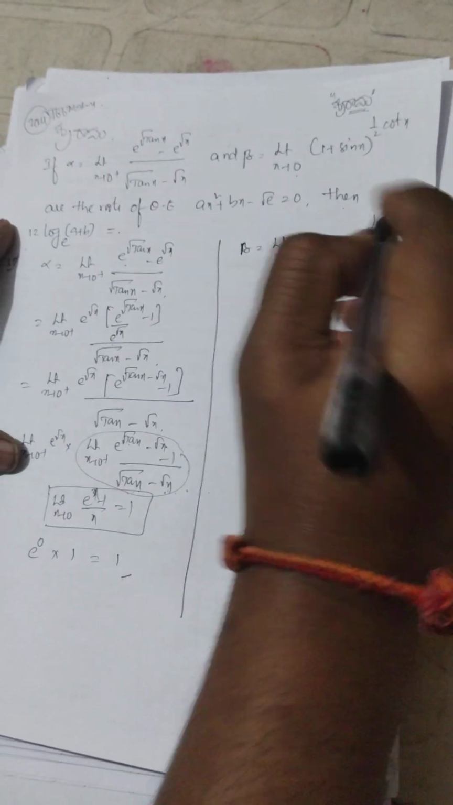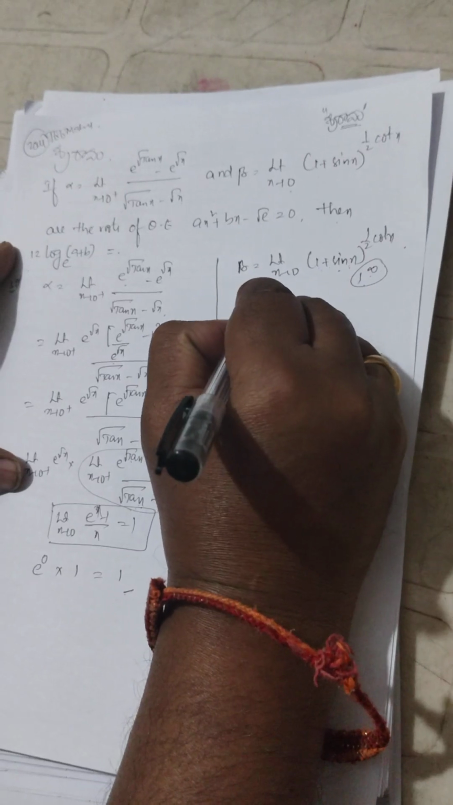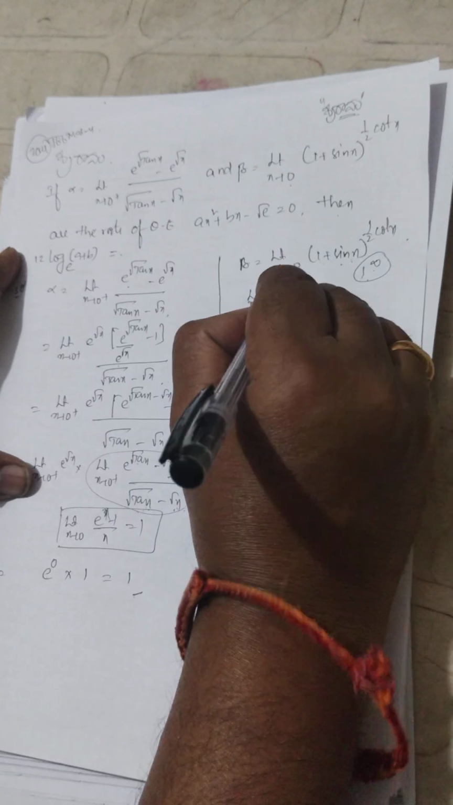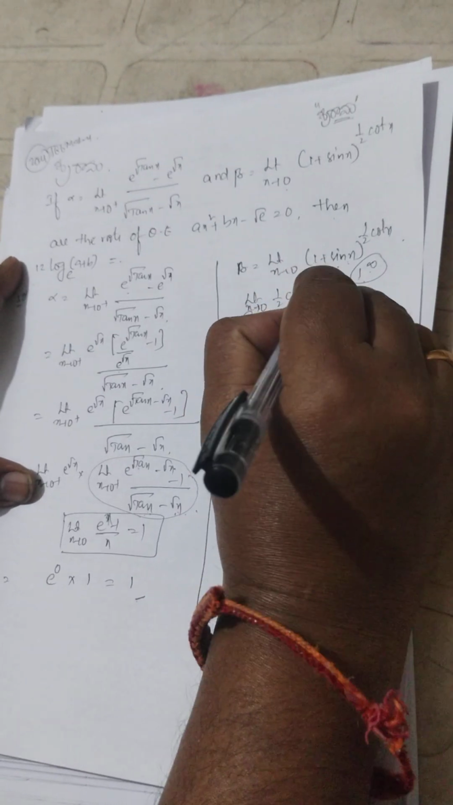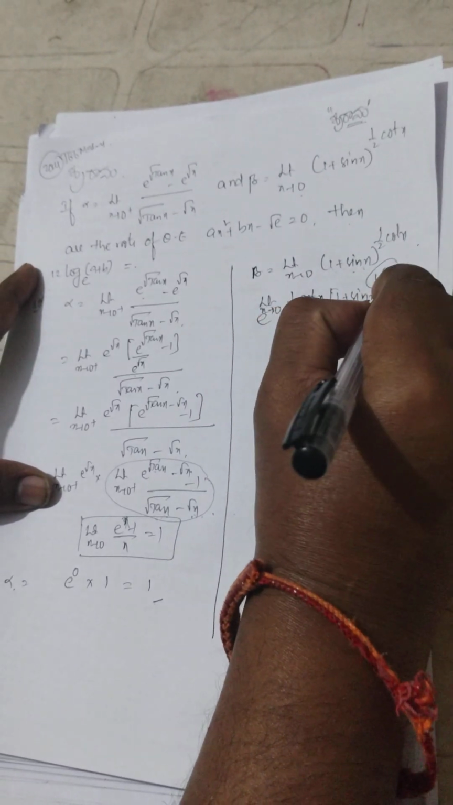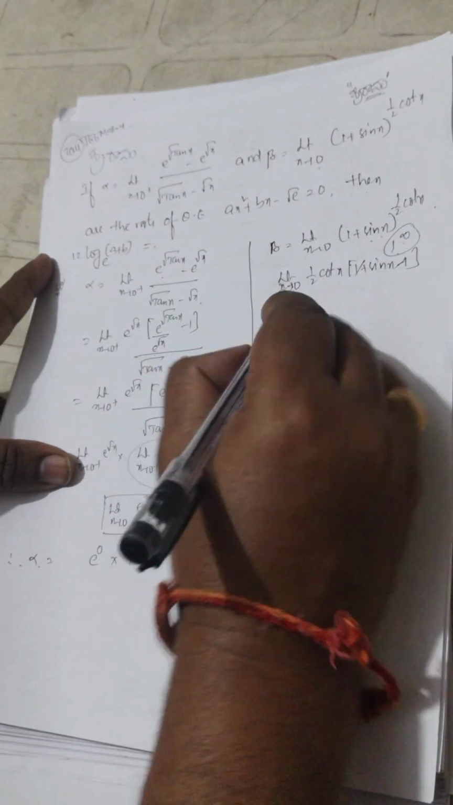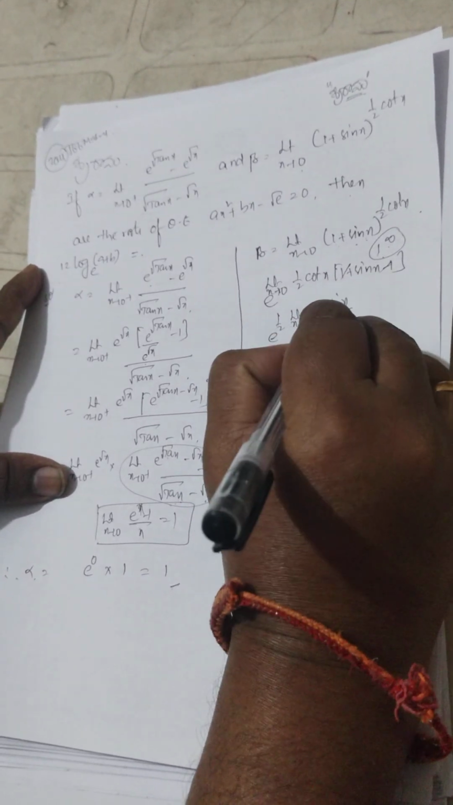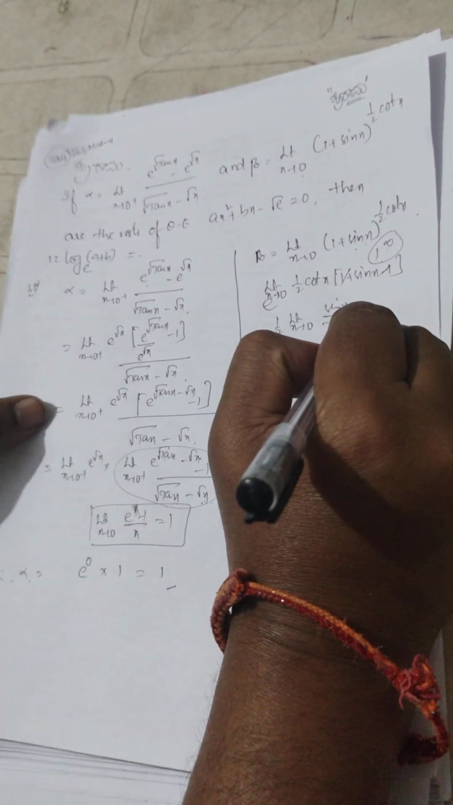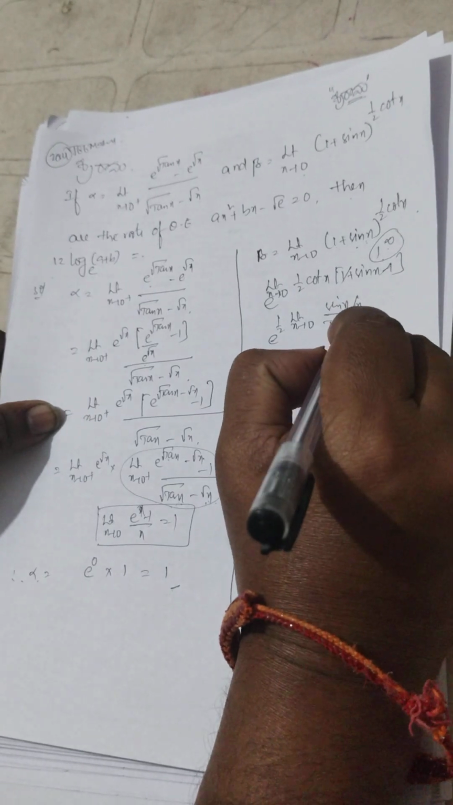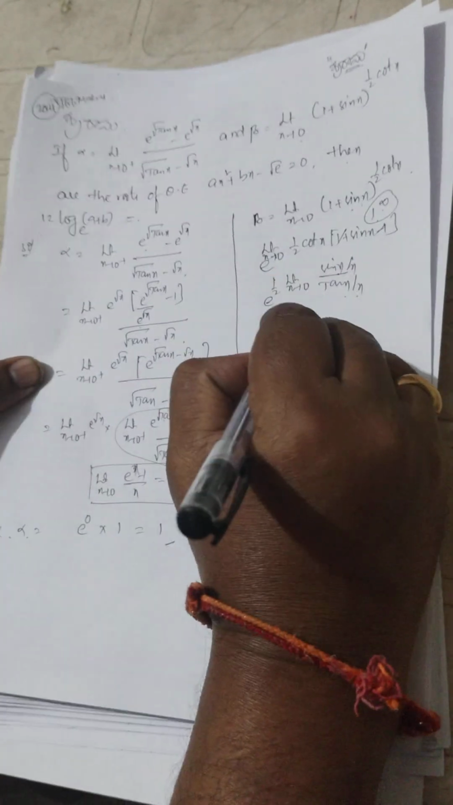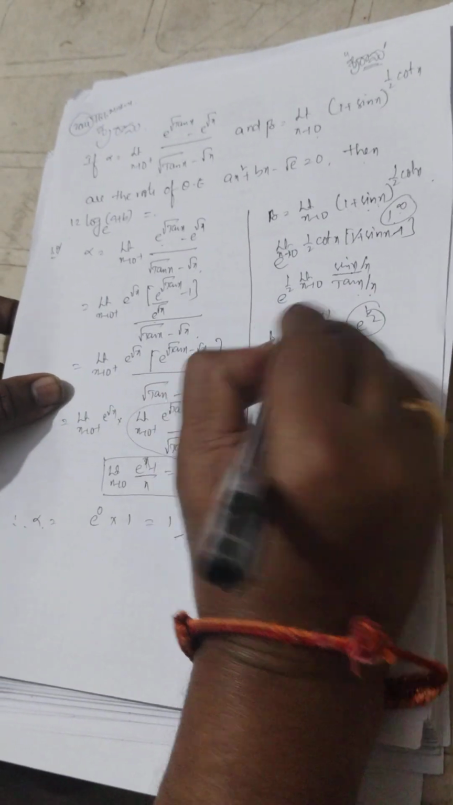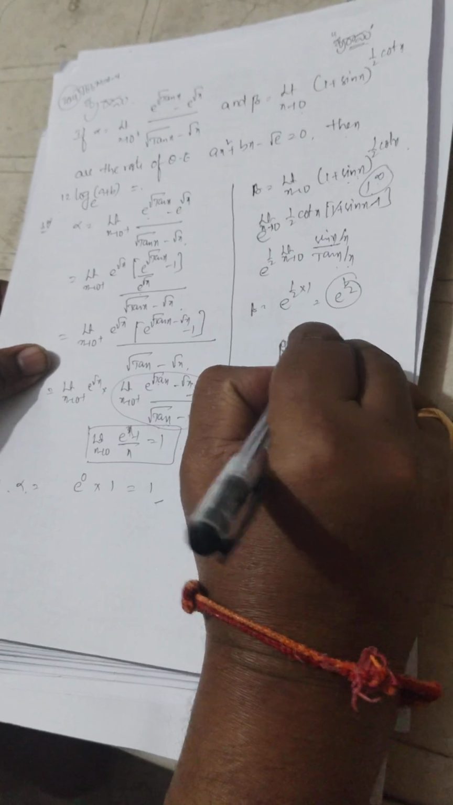The 1 power infinity formula is e power limit x tends to 0 of g of x, that is, the exponent written in front of the limit: 1 by 2 cot x into (1 plus sin x minus 1). The 1 minus 1 will be cancelled. So e power 1 by 2 in front of the limit, sin x by cot x, and cot x can be written as 1 by tan x. Dividing numerator and denominator by x, the numerator value will be 1 and the denominator value will be 1. So e power 1 by 2 into 1 is e power 1 by 2. So this will be the beta value, that is root e.